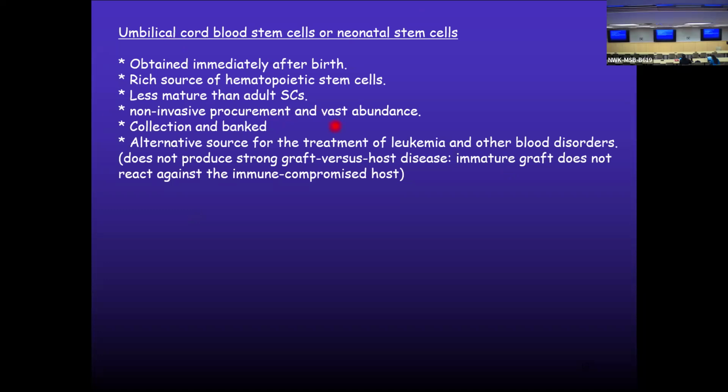Non-invasive procurement, vast abundance. They can be collected, banked, and they are an alternative source for the treatment of leukemia and other blood disorders. So the umbilical cord blood stem cells are also a very, very good source. They are not as mature as the adult stem cells, but they're very, very usable as well.